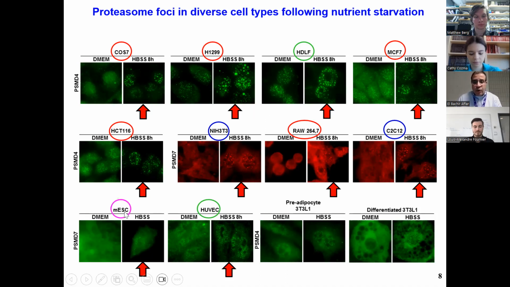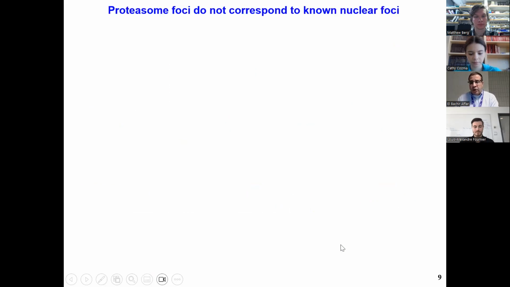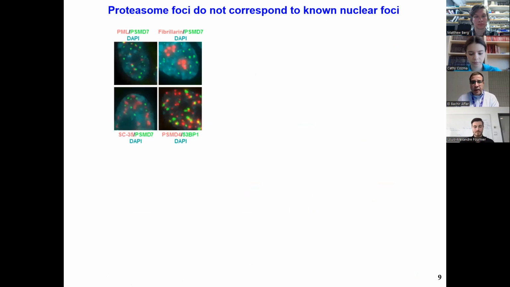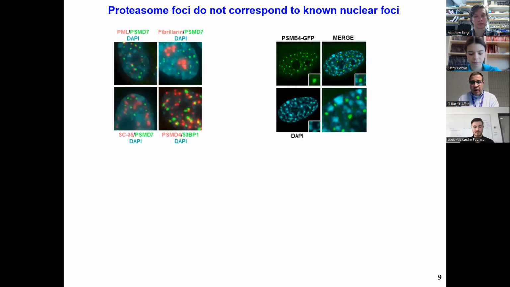He can see that also in mouse embryonic stem cells, and he can see these foci also in cells before and after differentiation, here from pre-adipocyte to differentiated adipocytes. You can see nicely that the proteasome forms foci after nutrient deprivation. So this seems to be a general phenomenon, a general response of at least mammalian cells to nutrient deprivation.